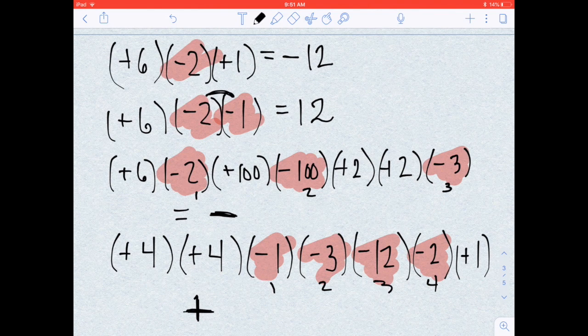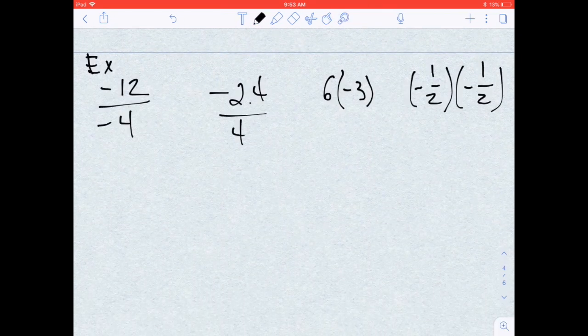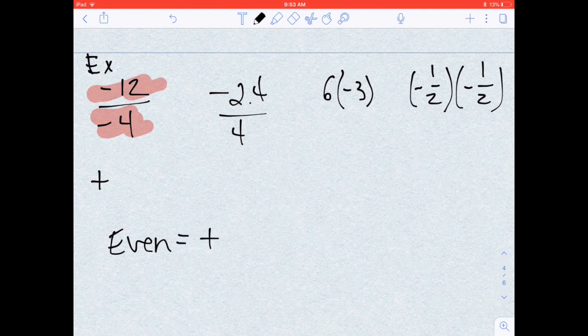Okay, so let's look at the actual examples then. There's actually only one example with 4 parts. The first one is negative 12 divided by negative 4. I'm going to count my negatives. I have 1, 2. 2 is an even number, so I know I'm going to have a positive answer. So just remember, even number of negatives is positive. Odd number of negatives is negative. So positive 3 for my first one.